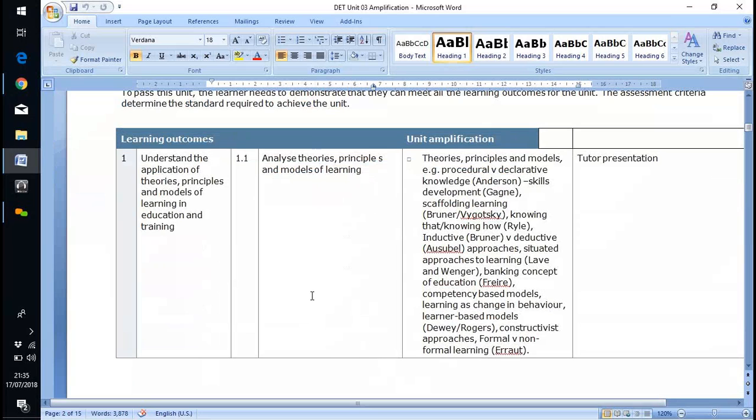It then goes on to do this. Analyse theory, principles and models of learning. Theories, principles and models, e.g. procedural, declarative, knowledge, Anderson, skills, development, yeah. By Vygotsky, Bruner. It lists a pile for you to have a pick at.